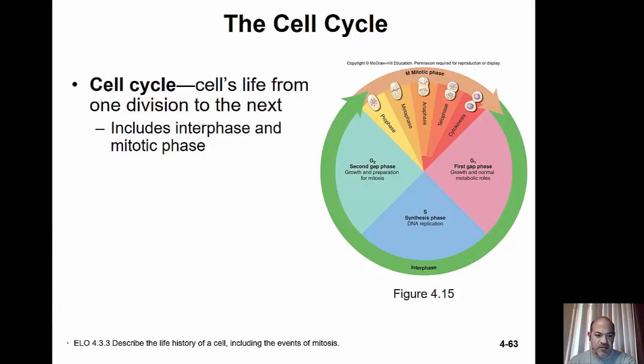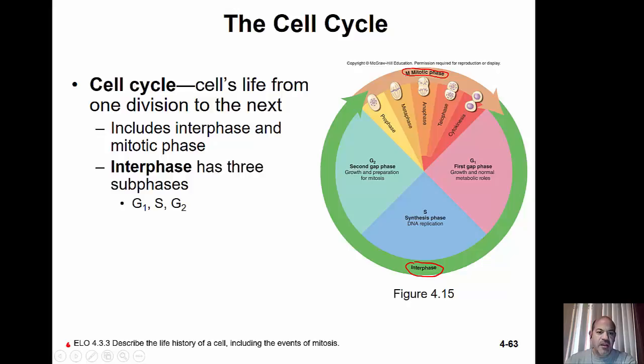Our third objective for this section is to describe the life history of the cell, which includes the events of mitosis. So we have here a diagram we've seen in the lab before. It shows the cell cycle and the stages the cell goes through. So the cell cycle, this is the cell's life from one division to the next, and it includes interphase and a mitotic phase. On this diagram, the area indicated by the green is interphase, and the area up here at the top is the mitotic phase, or the M phase, the phase where division is taking place. Interphase is going to have three subphases: G1 or gap 1, S, and G2.